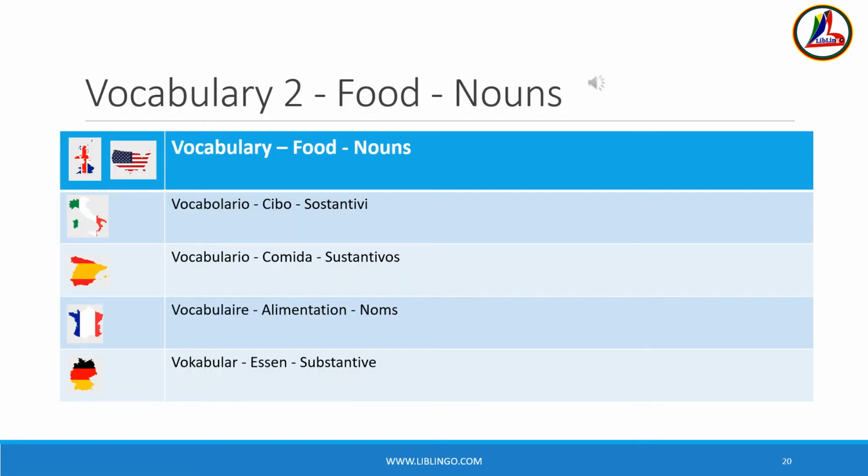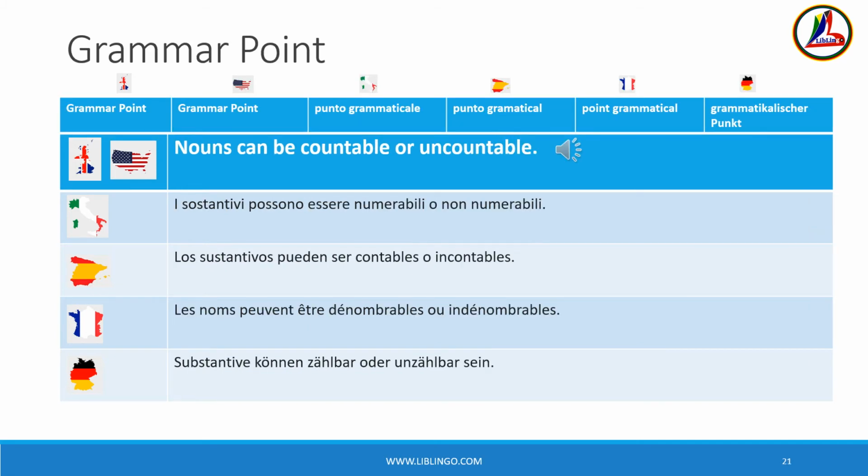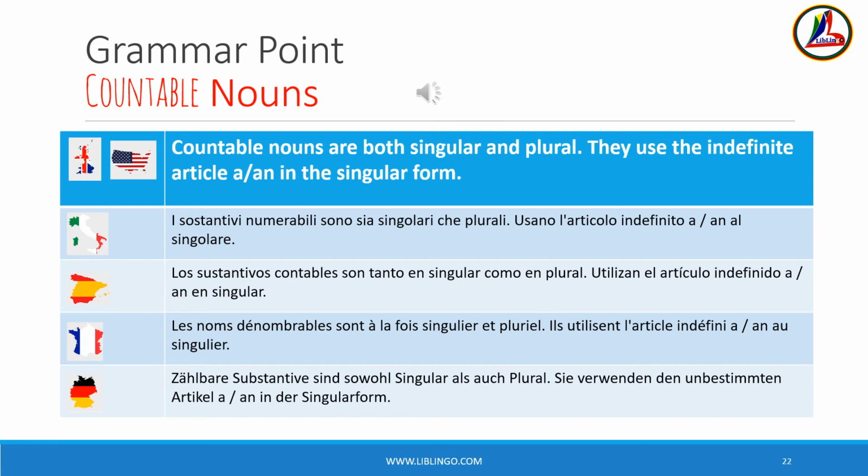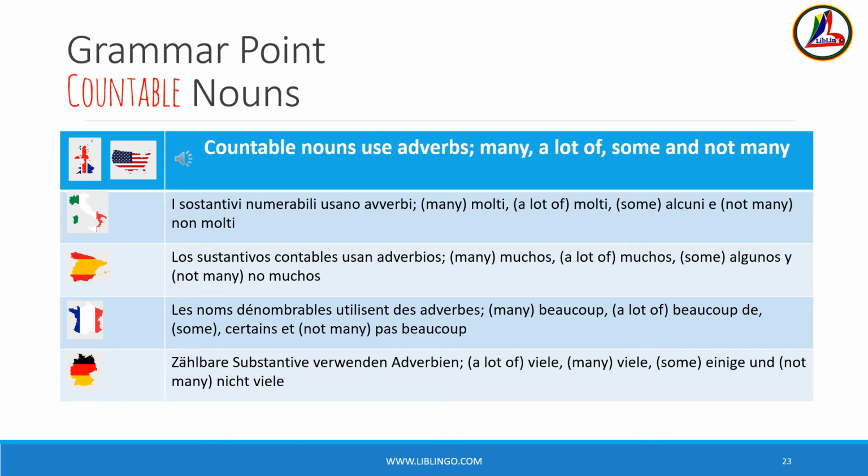Vocabulary, food, nouns, grammar point. Nouns can be countable or uncountable. Grammar point. Countable nouns. Countable nouns are both singular and plural. They use the indefinite article a or an in the singular form. Countable nouns use the adverbs many, a lot of, some, and not many.